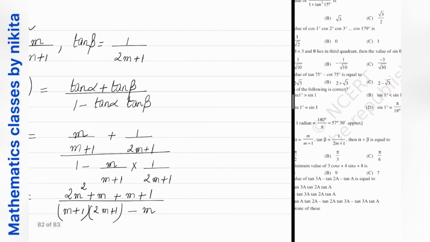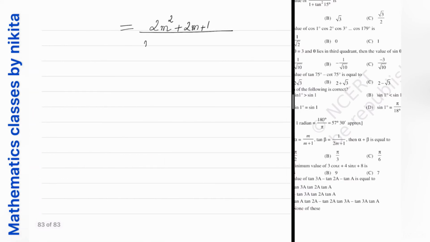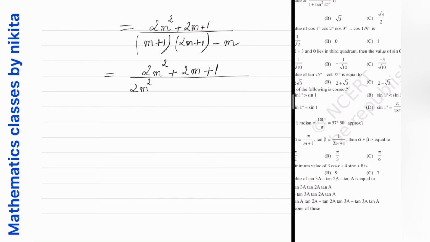So open the bracket. So you will get, so this is m plus 1 into 2m plus 1 minus m. So this will be equal to 2m square plus 2m plus 1 divided by 2m square plus m plus 2m plus 1 minus m. So this cancels with this, and this whole of the numerator cancels with the denominator. That means you get 1. So this is your tan of alpha plus beta.